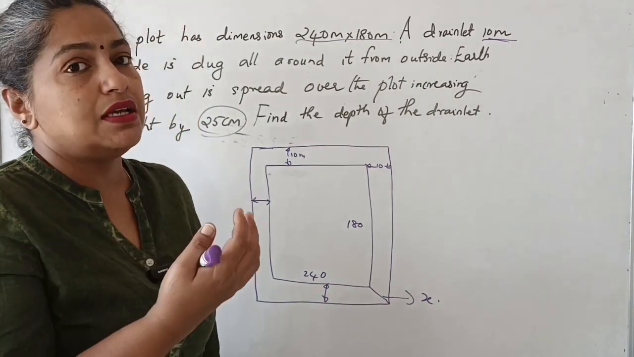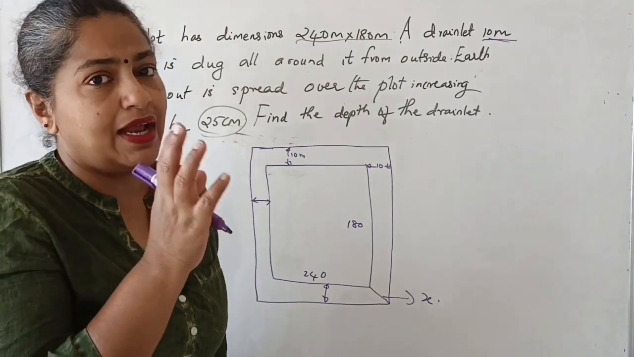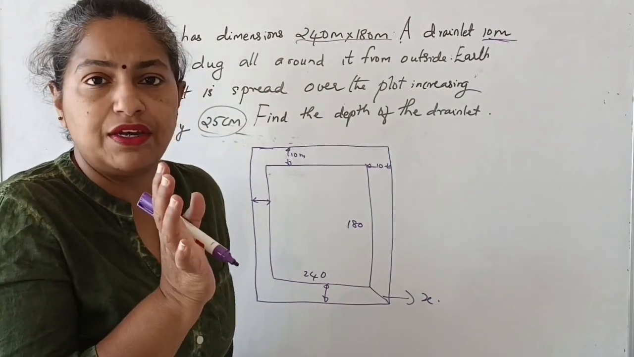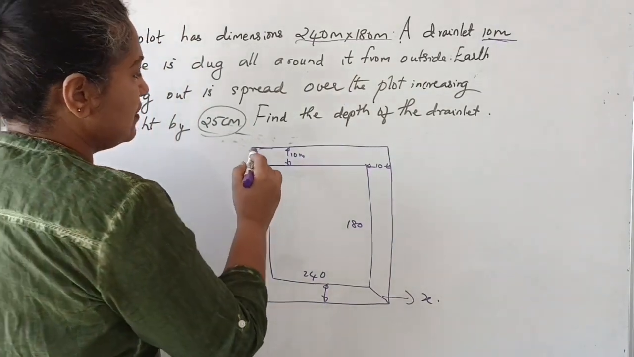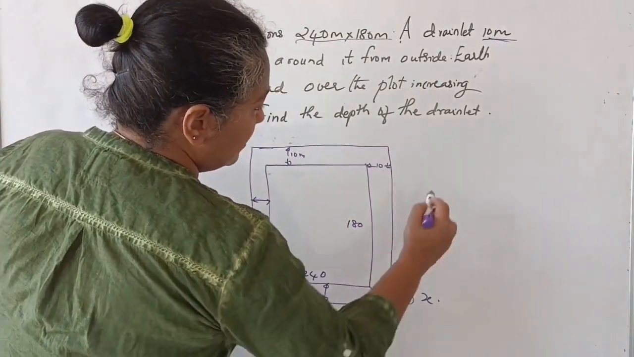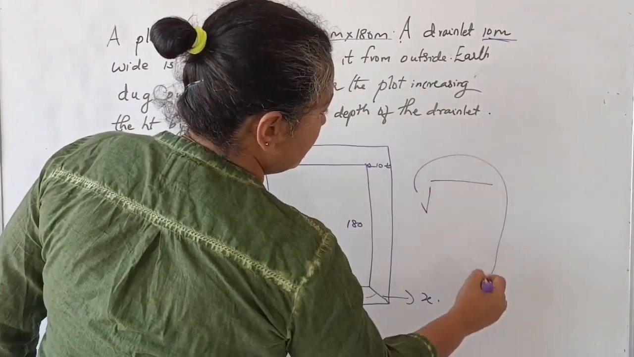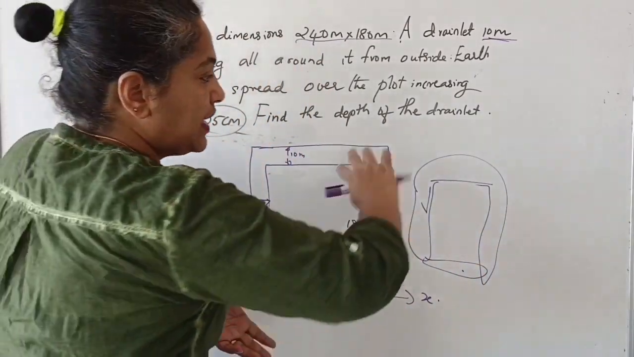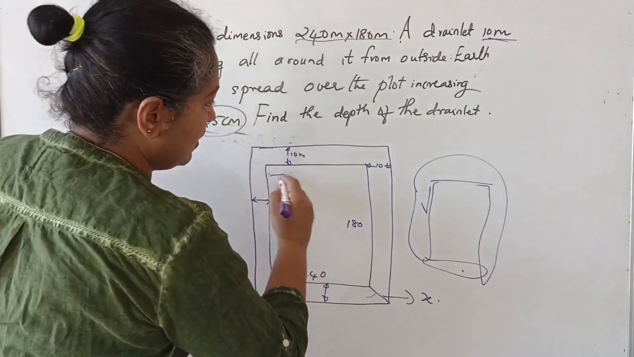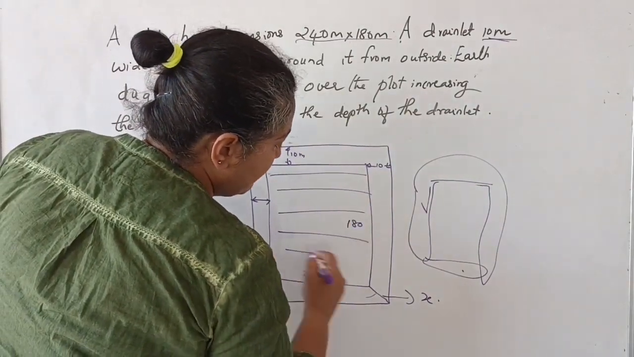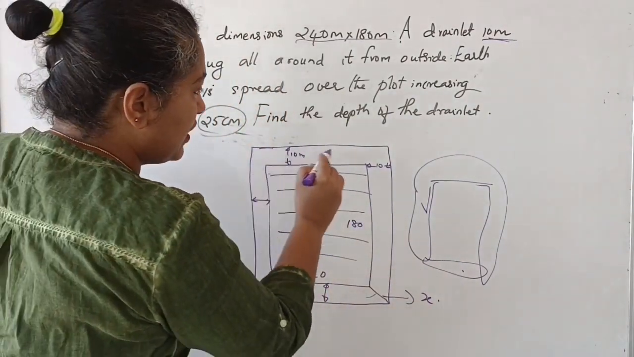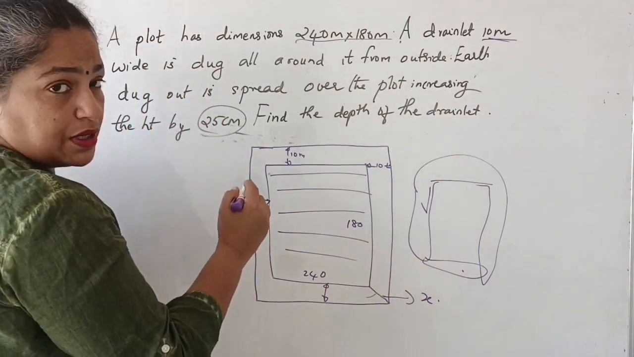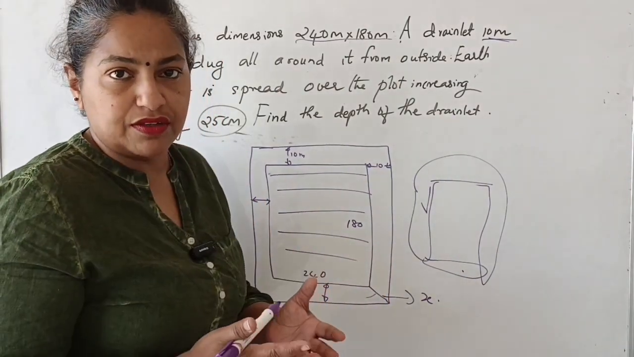Now our main problem is we need to find the volume of the earth that is taken out. In the earlier sum, directly a plot and its size was given to you, so it was very easy, L into B into H. In this case, it is like a path which is moving around. So I cannot take the entire area. I need to find out the volume of only this particular part. So let us see how we can find it.